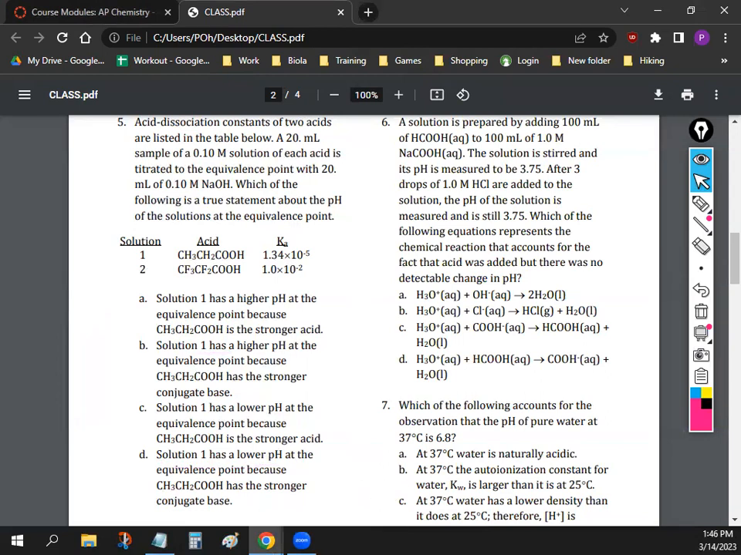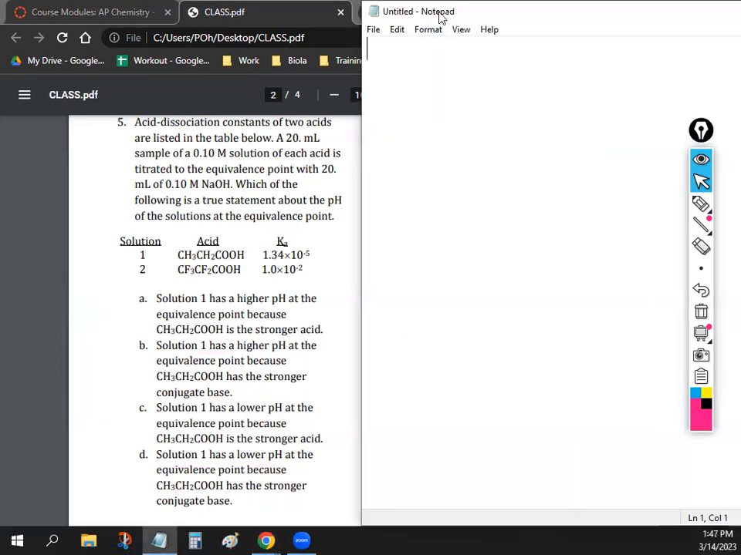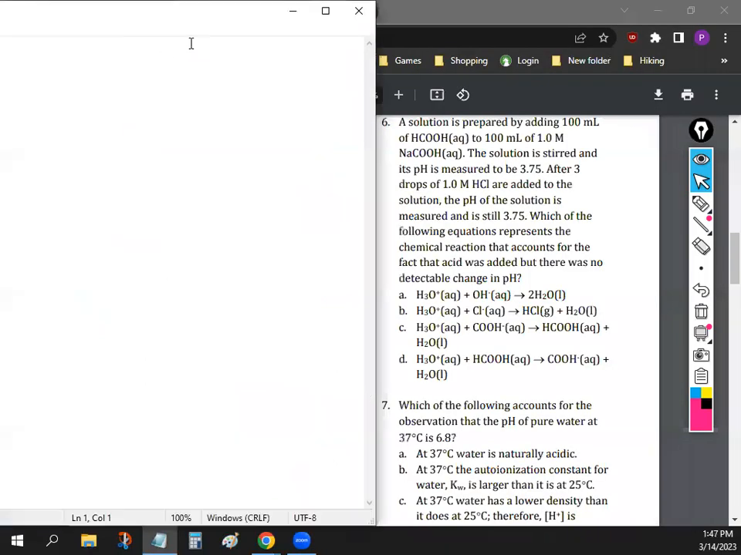Okay, 6. So 6 and 7, I'm just going to go over them because there is some material that we didn't spend a lot of time on. I want to just make sure that you guys get it. So I'm going to go through the question. It basically tells you that you're going to prepare a solution by adding HCOOH to NaCOOH. Now, you should be able to see that this is going to be a buffer because you've got your acid and you've got your corresponding salt right there. And then the solution pH is 3.75.